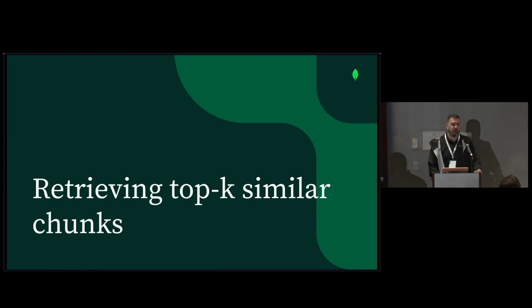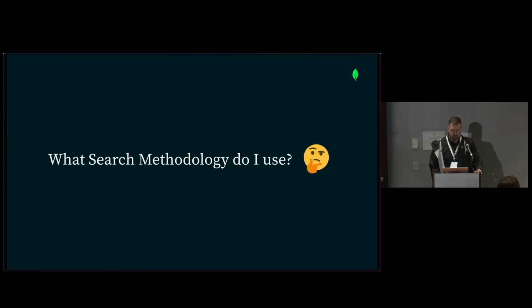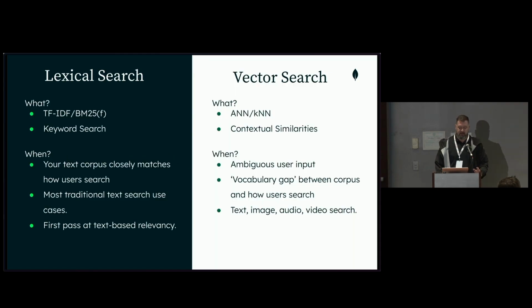All right, so now let's talk about the top K similar chunks or nearest neighbor search. There are different search methodologies. We are used to vector search, right? That is generally what we use, but let's take a quick look at another search methodology, which is called lexical search, sometimes also referred to as full text search or keyword search. Lexical search allows us to find things based on keyword, and vector search is contextual similarity.